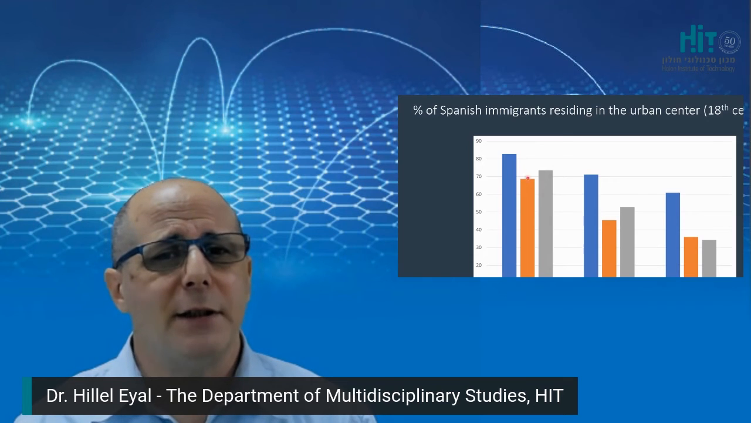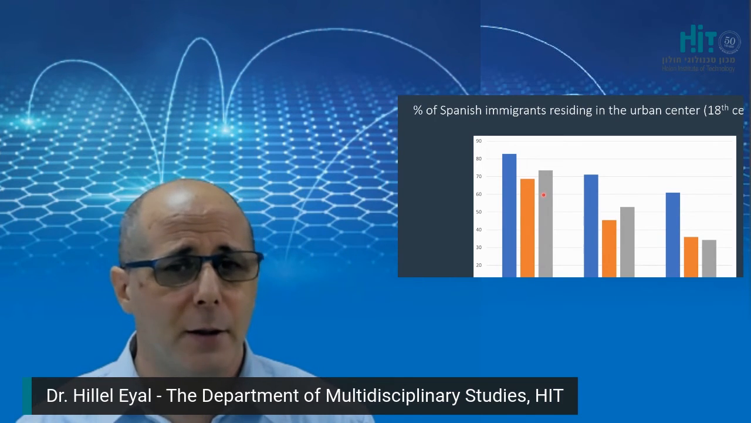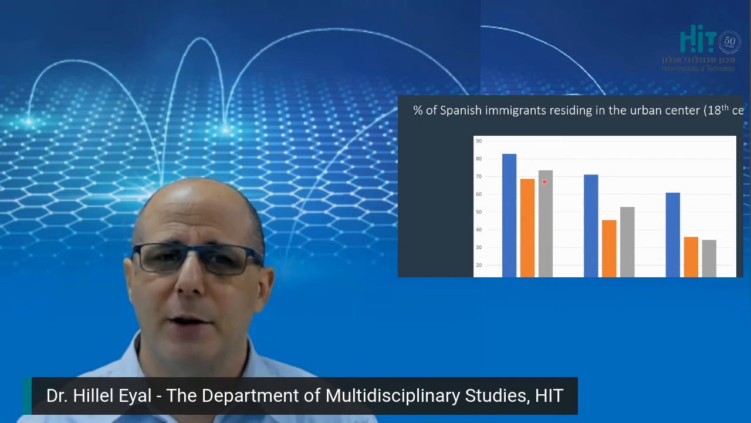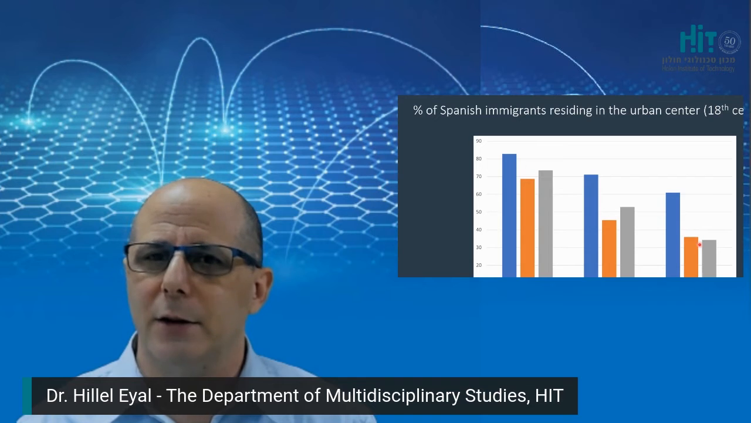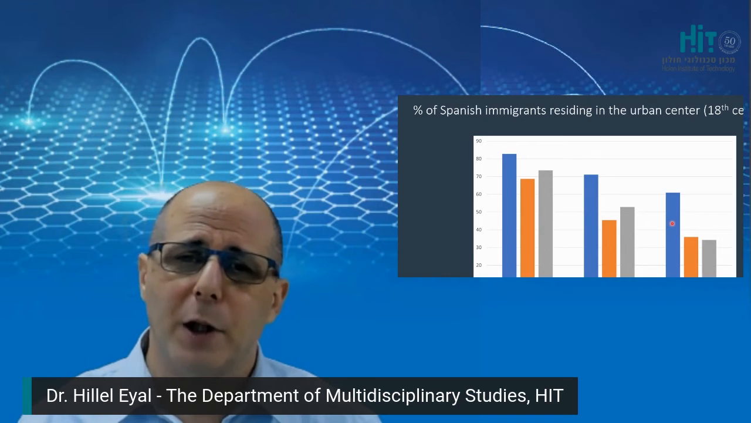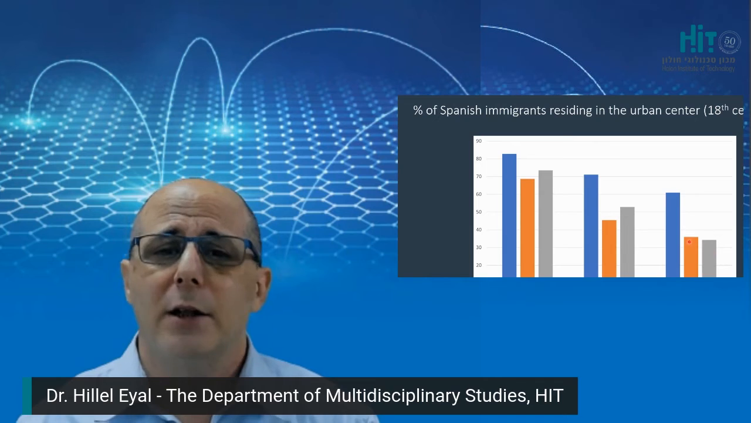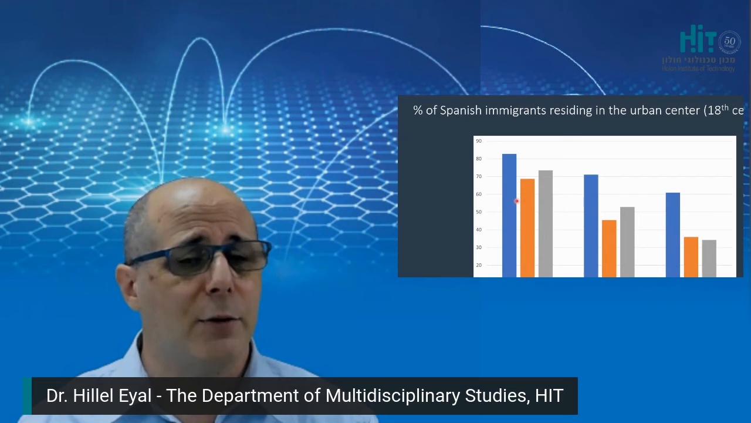So once again, we see a difference between the three ethnic regional groups of migrants from Spain, but also note that we see a difference between Mexico City, in which, on the whole, Spanish immigrants tended to reside in the center, compared to Buenos Aires and Caracas. What does that tell us? Well, quite a few things, but one important thing is that in Buenos Aires and in Caracas, Spanish immigrants were not as concentrated in the center as in Mexico City.